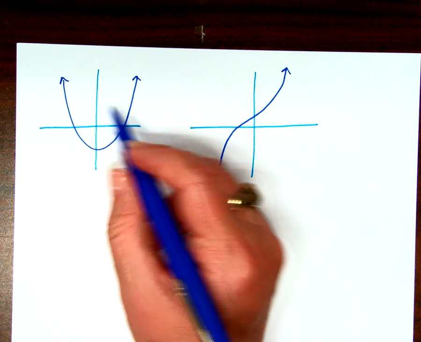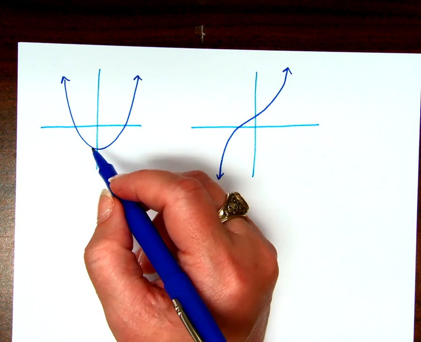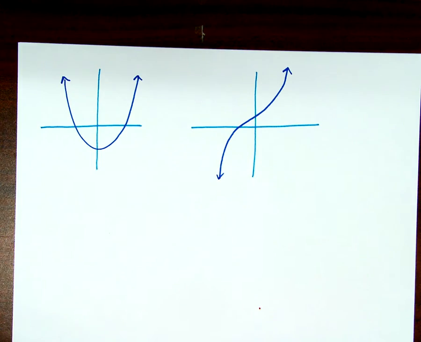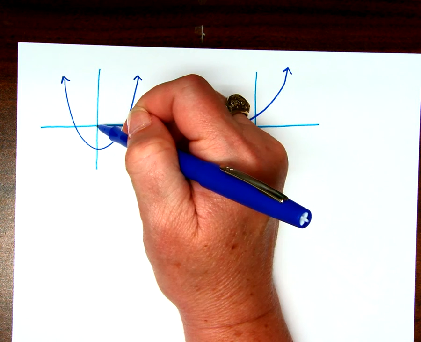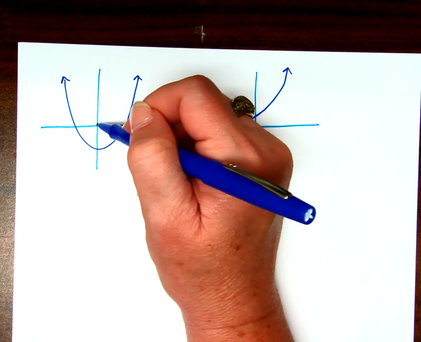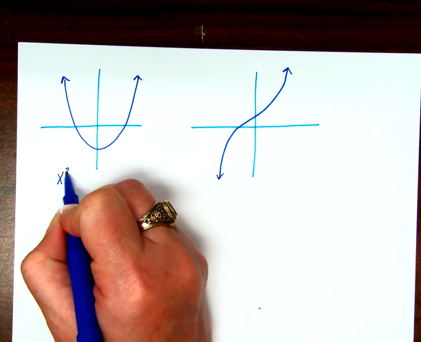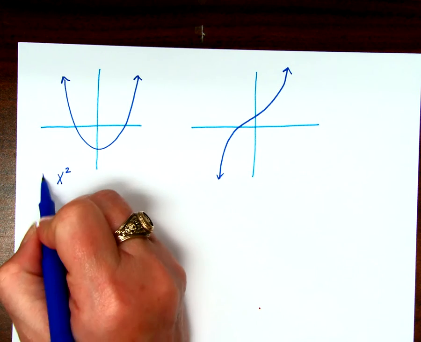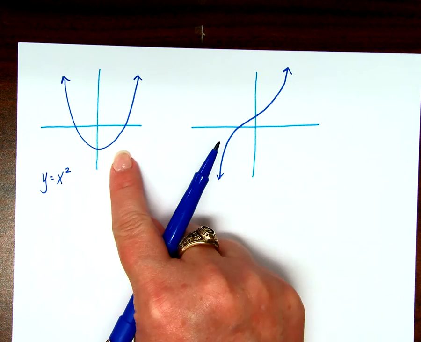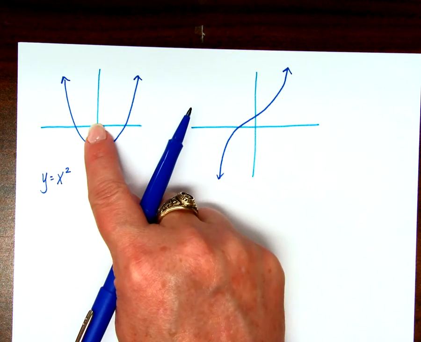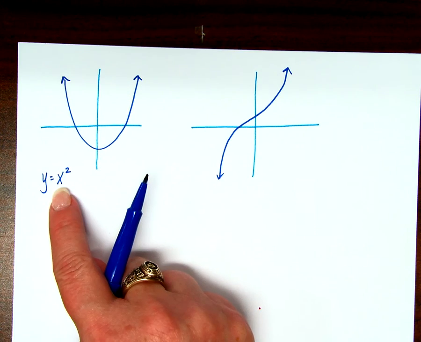This one, what is the parent function of this one? X squared, right? Now it's not x squared. It's not y equals x squared. That's not the equation because I didn't put it going through the origin, right? But you know that this is a quadratic. So x squared is the parent function. Again, I'm not saying that that's the equation of this because it doesn't go through the origin like it should. But that's the parent function, right?